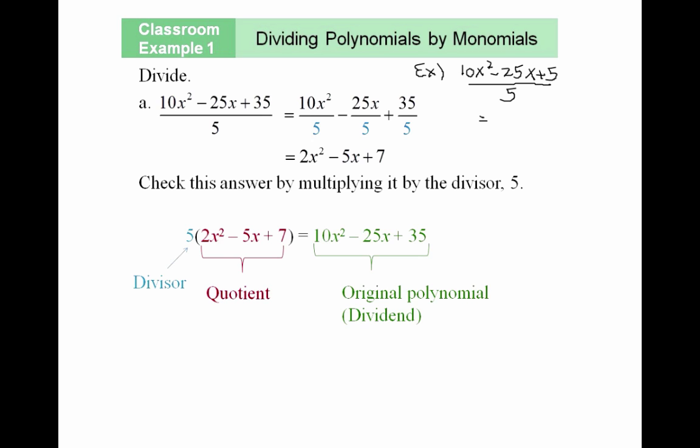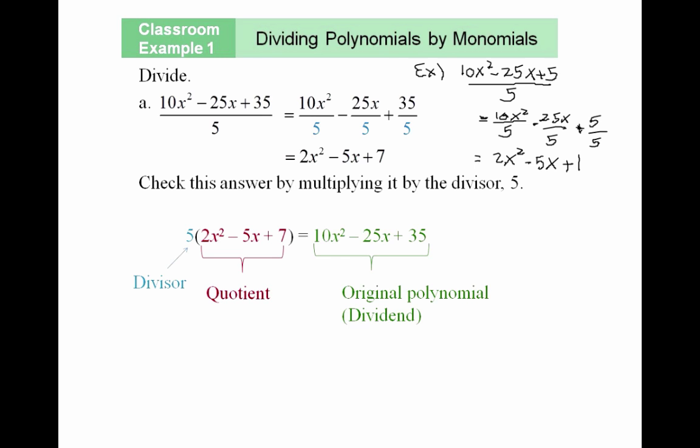I'm still going to separate these as I did. I would have 10x squared over 5 minus 25x over 5, and the last term will give me plus 5 over 5. So when I reduce this, I've seen in the past that my students reduced the first one nicely, 2x to the power of 2, and correctly the second one they wrote minus 5x, and they left it like this. Make sure that the last term is plus 1 because 5 over 5 is 1. So the last term would be plus 1. Don't drop that last term.